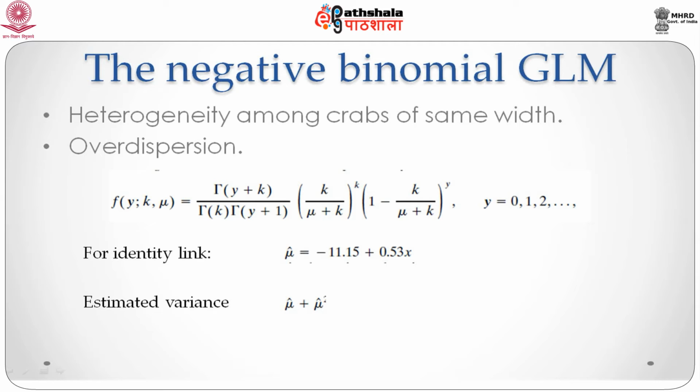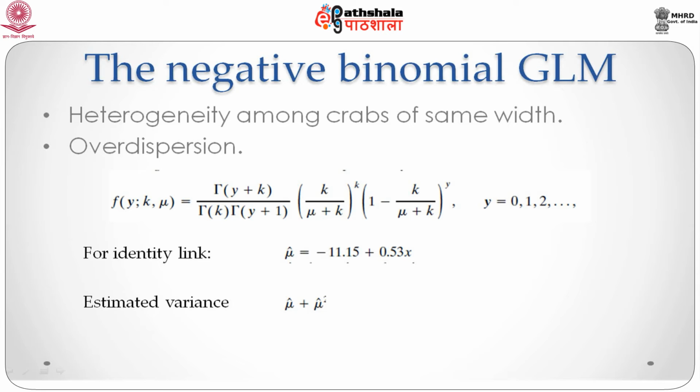Now the cause for overdispersion here is subject heterogeneity. So for example, note that we have only used a single covariate, which is width, to predict the number of satellites. If the reality is that the number of satellites also depends on weight, color, spine condition, for example, then the data will see greater variability than can be predicted by width alone. Thus, we have fitted an alternative to the data, which is called negative binomial regression.